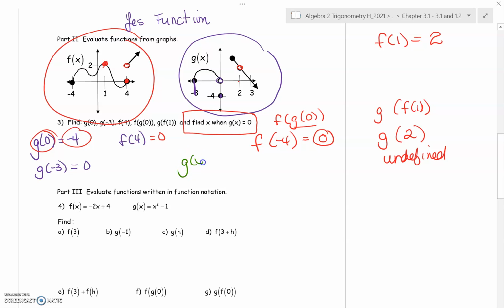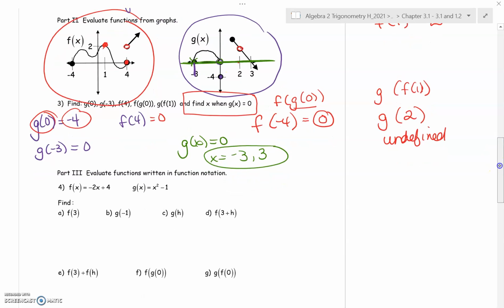So when g of x is 0, that's like saying the y coordinate, the output. So the y on the function g is right here when y is 0. So notice I have y is 0 at negative 3 and at positive 3. But notice that there's an open circle here, so that's why 0 is not an answer. Okay, great job, everybody. Let's go ahead and look at the next part.